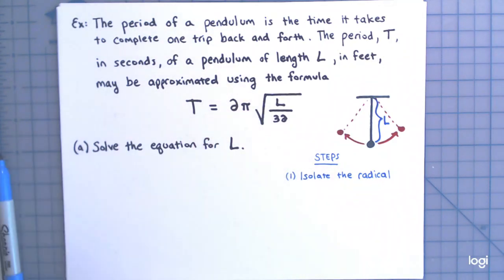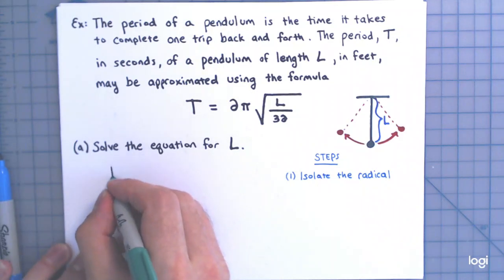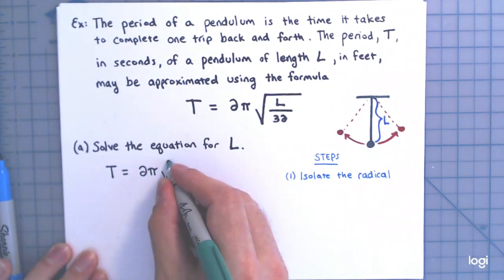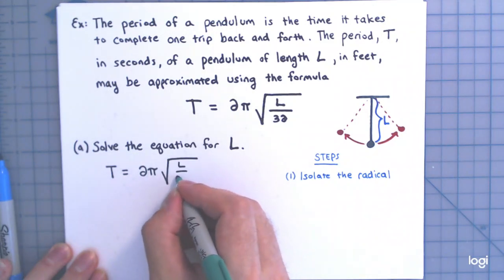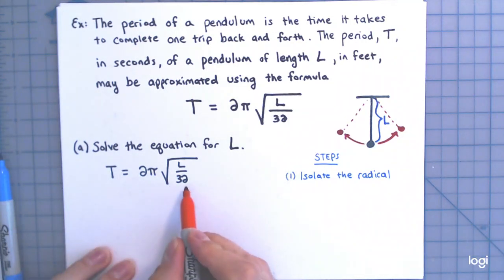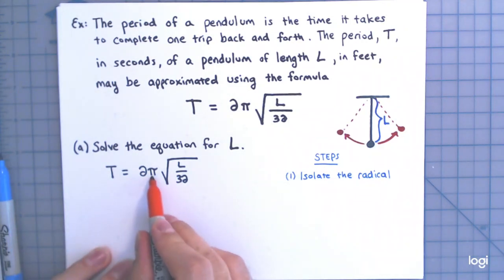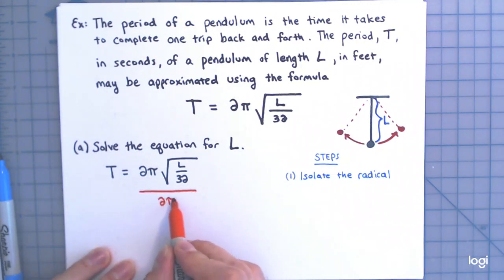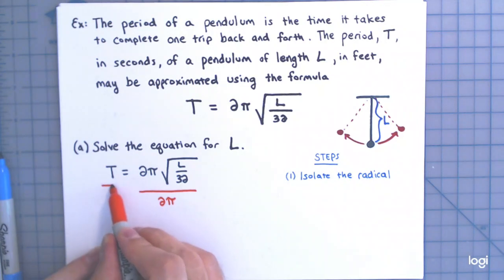Alright, so I'll write the equation again to start. We have T equals 2 times pi times the square root of L divided by 32. And the first thing I'll do, if I want to get this square root alone, is get rid of the 2 pi. It's multiplying, so let's get rid of that by dividing by the 2 and the pi, and do the same thing to the other side.